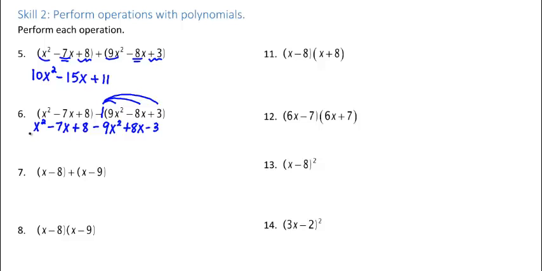Combining the like terms now, x squared minus 9x squared is a negative 8x squared. Negative 7x plus 8x is a plus 1x, or just plus x. And then 8 minus 3 is plus 5.